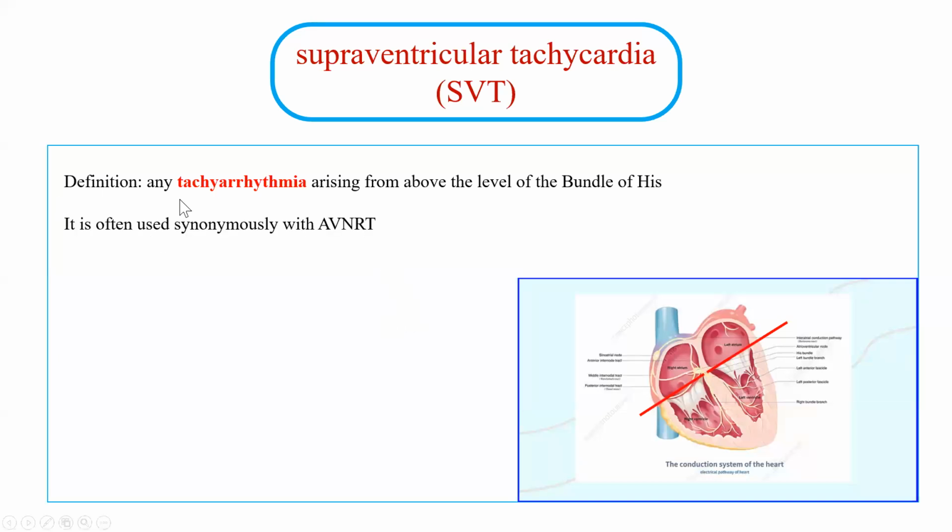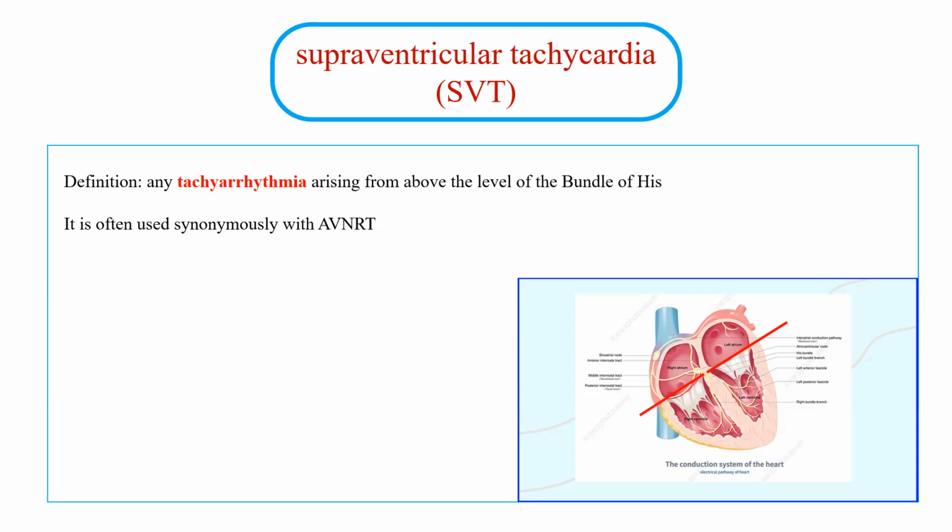It's the other thing that is usually confusing medical providers. It is often used synonymously with AV nodal reentry tachycardia. This is really very important, because AV nodal reentry tachycardia is actually a form of SVT. It is the most common form of SVT, but we use them interchangeably. Either we say this patient has SVT or AVNRT. They are the same.